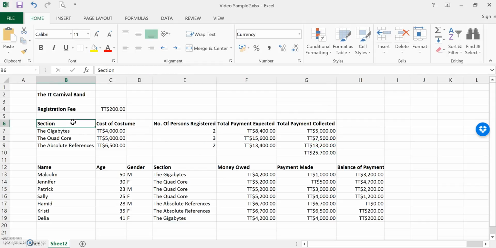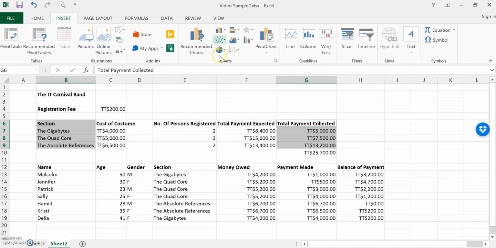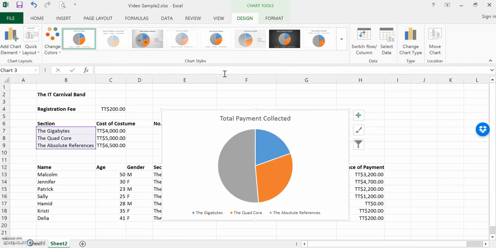Now, I'm going to firstly select the labels here. These would be very important because I need to have my pie chart labeled properly. Then I'm going to press Control and select the values for total payment collected. Notice I am not selecting the grand total of all of these values here. That is not going to fit into my pie chart. That actually represents the whole amount of money that I have collected. So now that I have selected my data, I'm just going to go to Insert and select a pie chart.